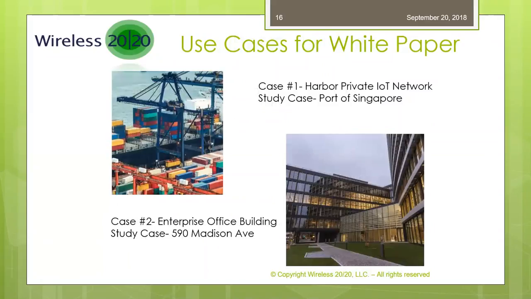There's a whole myriad of potential use cases for the paper. We tried to address two different kinds of use cases so we can get a feel for how some of those strategic benefits of MulteFire can be brought to the fore. Case one that we're going to look at is a private IoT network deployed in the port of Singapore. This will be a classic private IoT case, and very interesting to deploy an IoT network across a very large area.